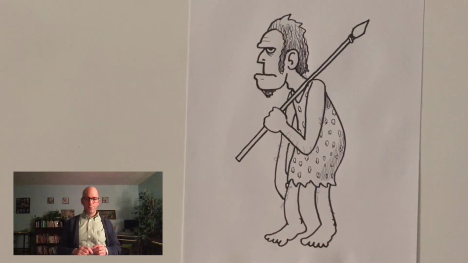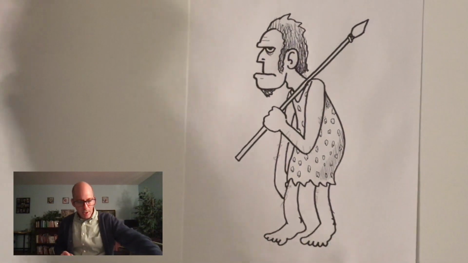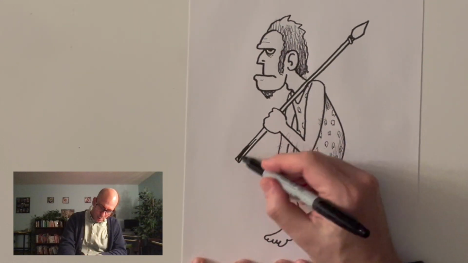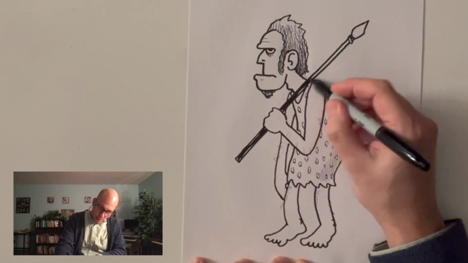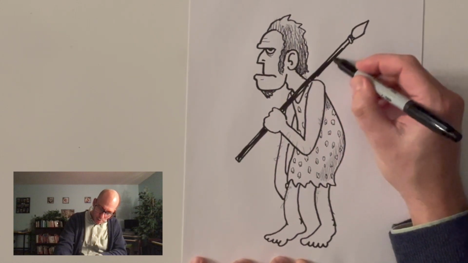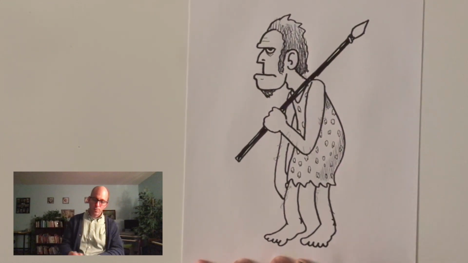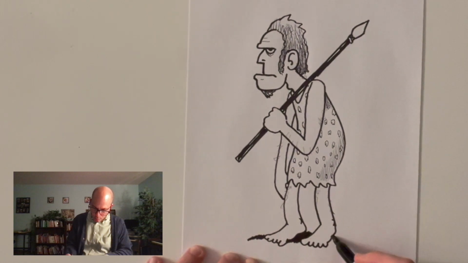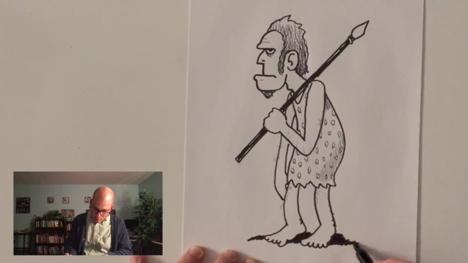Okay. I think I'll go back now to my thick black line. Kind of color in his stick a little bit. Make it a little organic. And of course, finish it off with a little caveman shadow. He's walking around on plains all day under the sun. So let's give him a shadow.